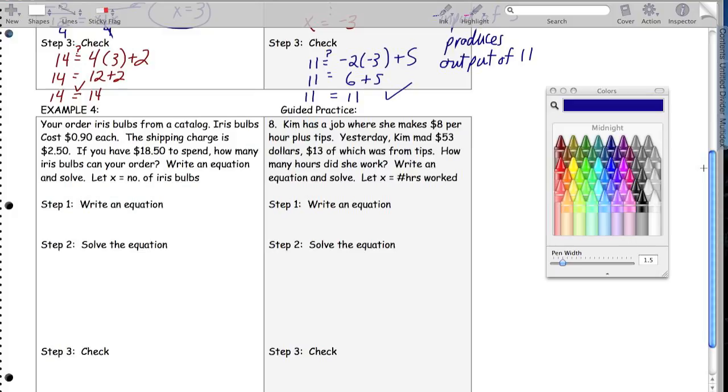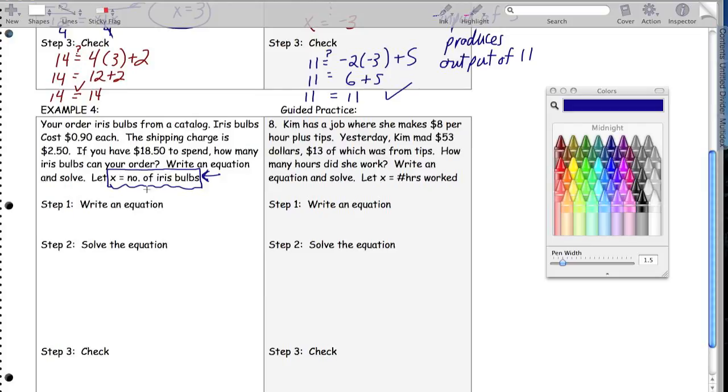Last one, and then your practice. You order iris bulbs from a catalog. Iris bulbs cost you 90 cents each. The shipping charge is $2.50. If you have $18.50 to spend, how many iris bulbs can you order? Write an equation and solve. Let x equal the number of iris bulbs. On your test, if you didn't label, I was looking for that, so please make sure you do use that. If they don't say it like this, make sure you at some point say it like this.